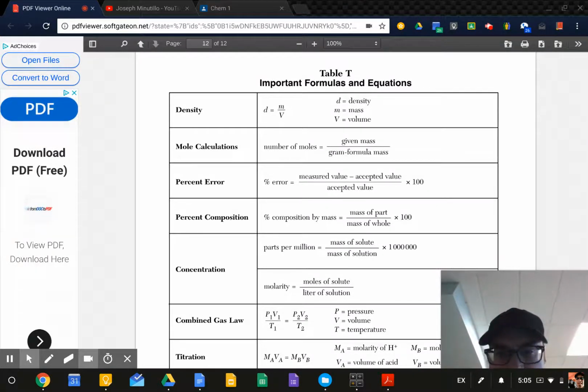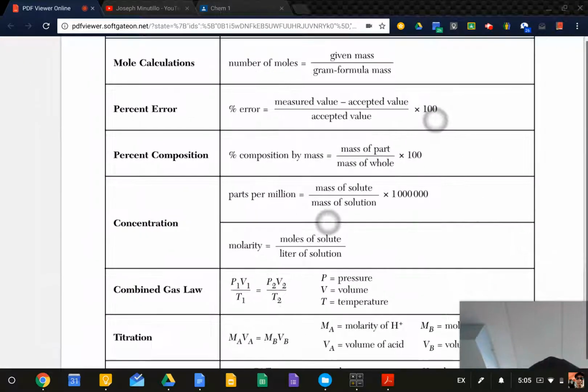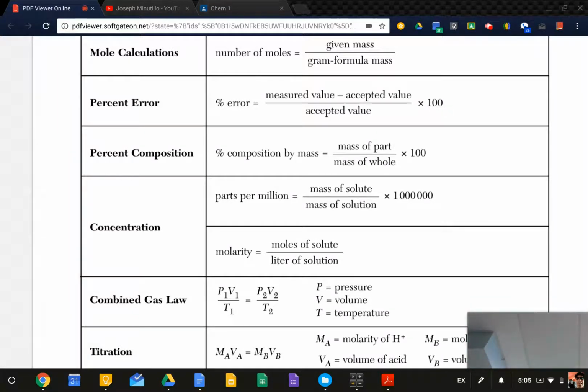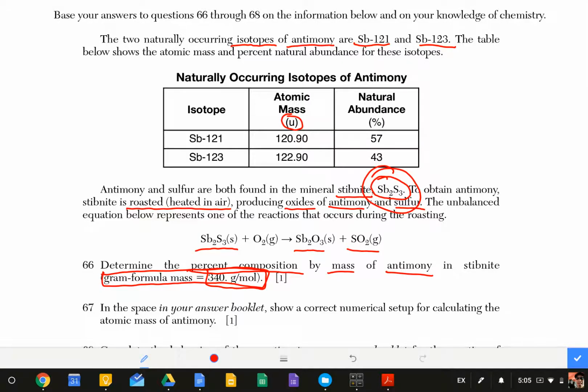Okay, here it is. It says percent composition. So we have percent composition by mass. It's the mass of the part that you're looking at divided by the whole mass of something, and it's a percent, so times 100. So if we look at the question, it says, what is the percent composition by mass of antimony, not sulfur, in Sb2S3? So how much of the percent of the mass of stibnite is antimony's mass?